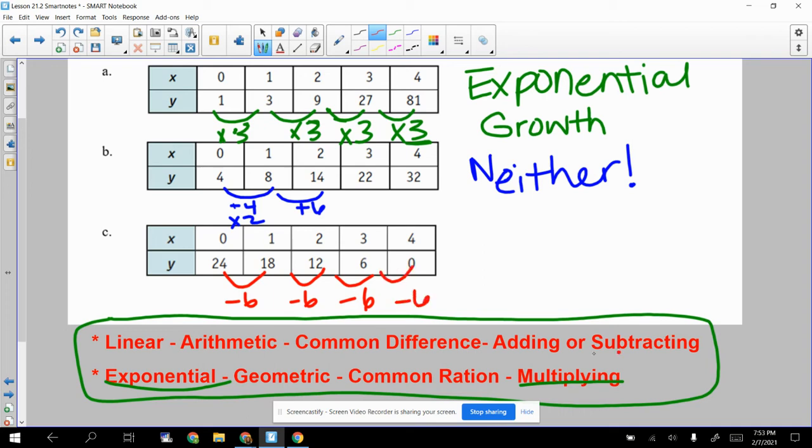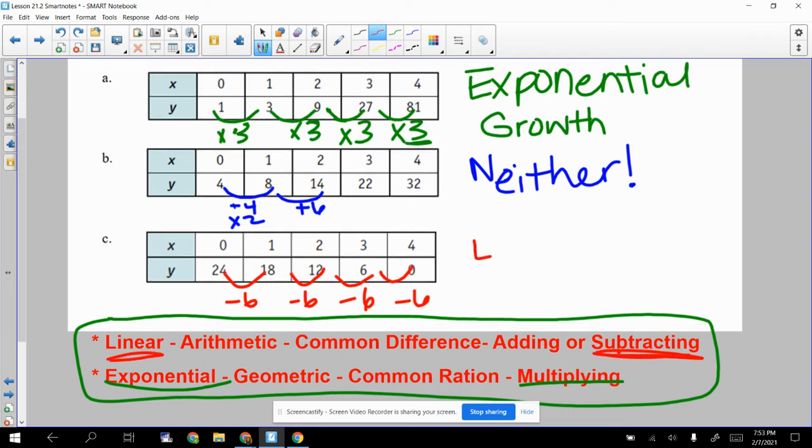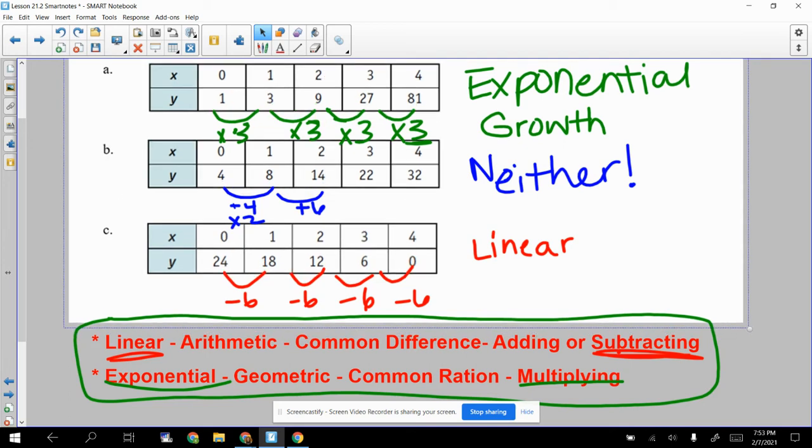Because it is subtracting, this one's going to be linear. And that's all we have to say here. We don't have to say whether it's exponential growth or decay, but if it were linear, it is decreasing, we could say. All right. So that is really it for being able to look at a table and determine what the pattern is, determine whether it is exponential or linear or neither of those two.